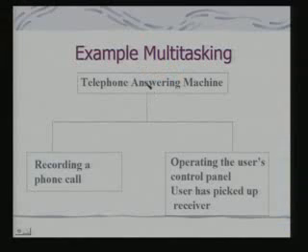A simple example of multitasking is a telephone answering machine. It can record a phone call, and at the same time it may meet the user's control panel inputs or requests, say for example the user has picked up the receiver. That's an external scenario which it needs to cater to, as well as it needs to record a phone call, and these two can be considered independent concurrent tasks, and that is to be managed by the OS resident in this telephone answering machine.